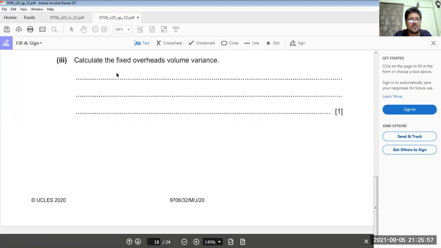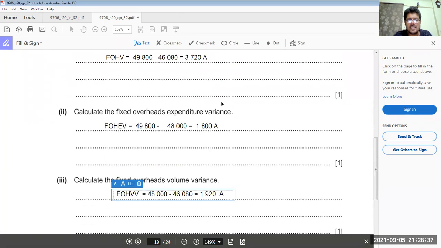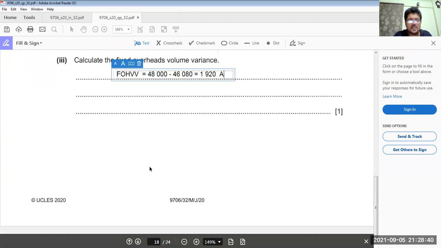Okay, now fixed overhead volume variance. Our master budget says 48,000, and our flex budget says 46,080. The difference is 1,920, our adverse variance. And if you get a total, 1,800 plus 1,920, we get 3,720, the total variance.